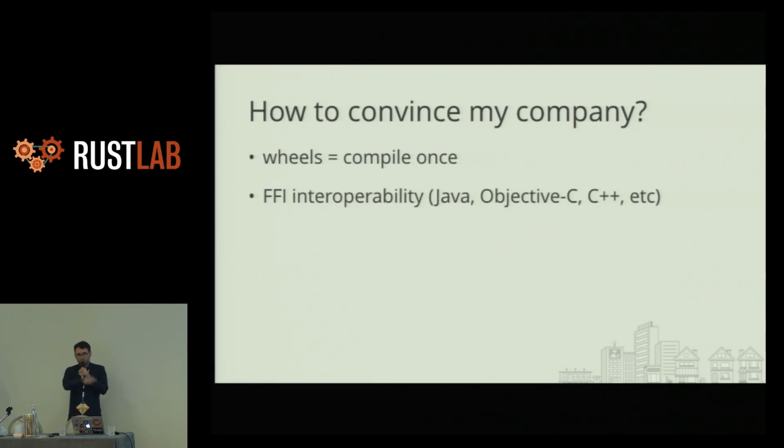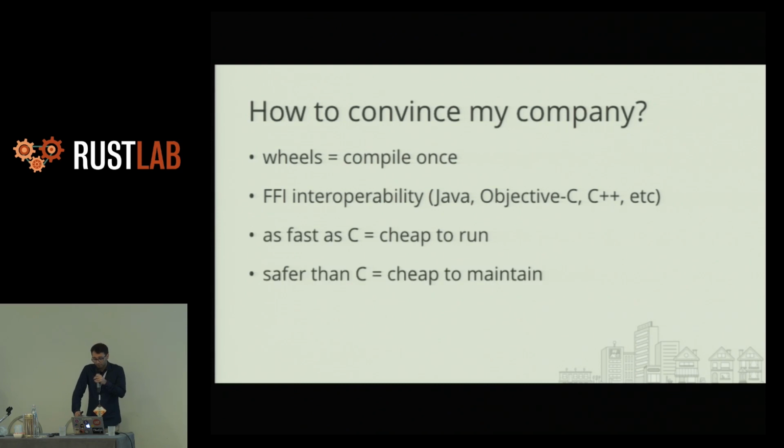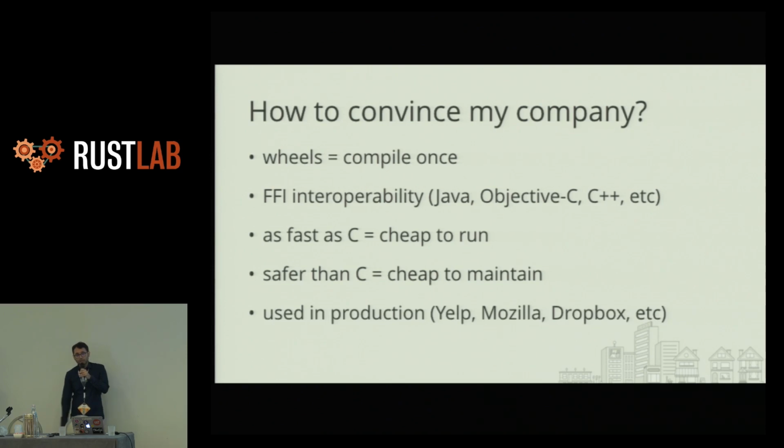FFI interoperability. So if you go for the first approach, your code can be called very, very easily from Java, Objective-C, C++, Swift, anything that supports an ABI. And that's pretty cool and very valuable if your company does, you know, a lot of languages, because it just happens. Third, Rust is as fast as C, which means it's cheap to run. Rust is safer than C, which means it's cheap to maintain, and is used in production by a lot of companies. Yelp, ours, Mozilla, Dropbox, Google, Cloudflare, Facebook, you name it. Your company should be there too.